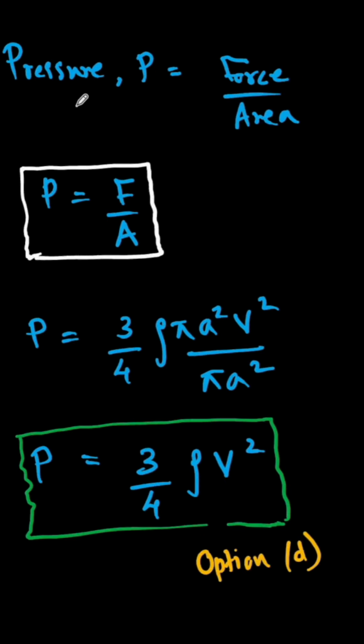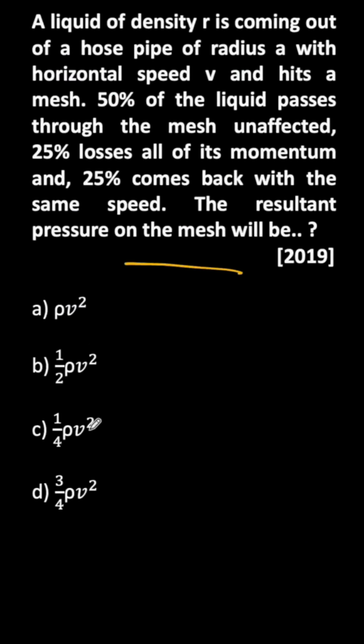And we are asked to determine pressure, right? Pressure on the mesh must be the force on the mesh divided by area. So 3 by 4 rho pi a square v square is the force, divided by the area of flow, which is again pi a square. So pi a square gets cancelled. We get 3 by 4 rho v square. So the option is D, 3 by 4 rho v square.